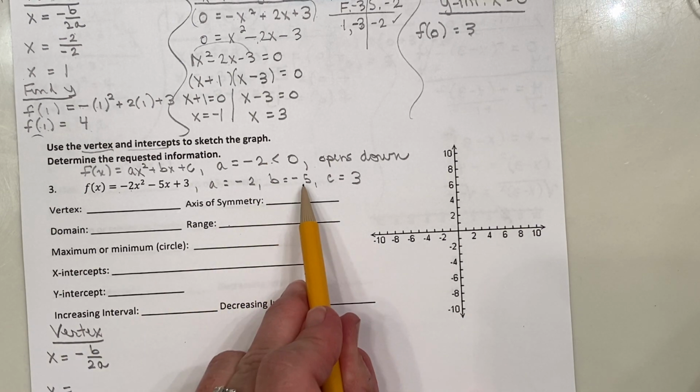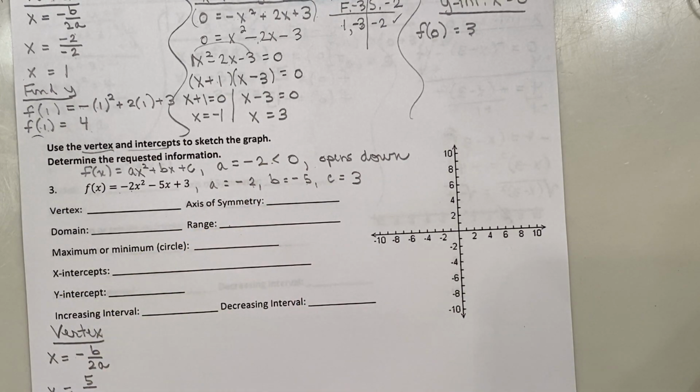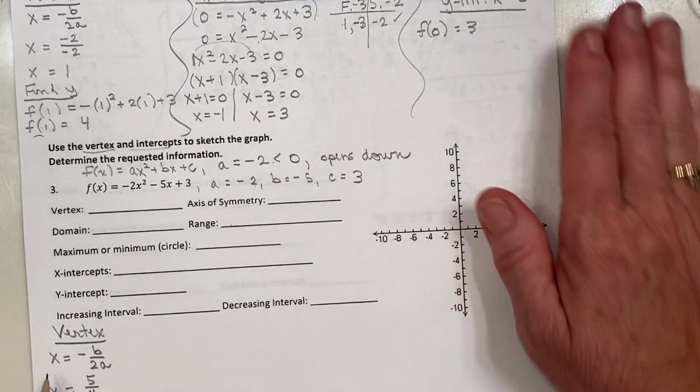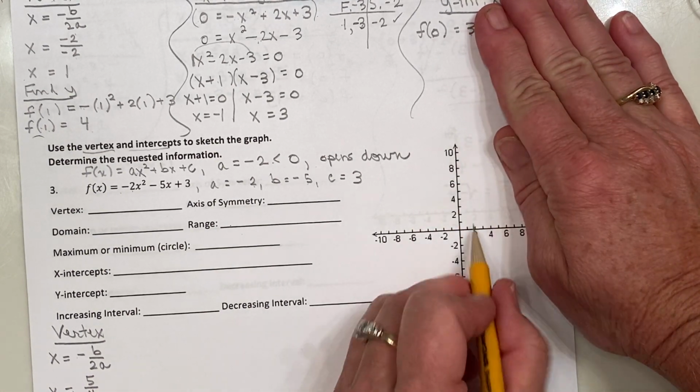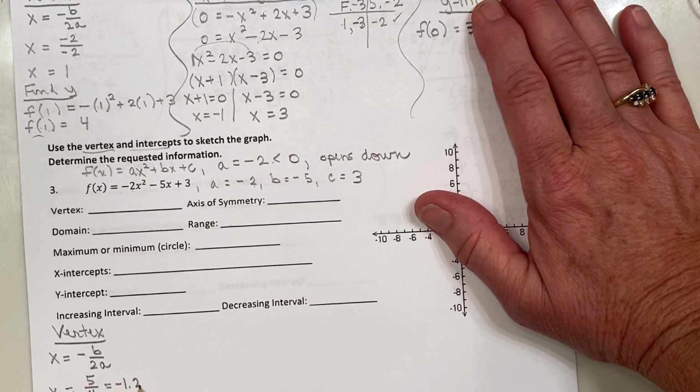So let's go find b. b is -5, so we have to make it its opposite. So that's +5 over 2 times -2, which is -4. It might be helpful to change that to a decimal since I'm going to have to be sketching it over here. And that's actually -1.25.